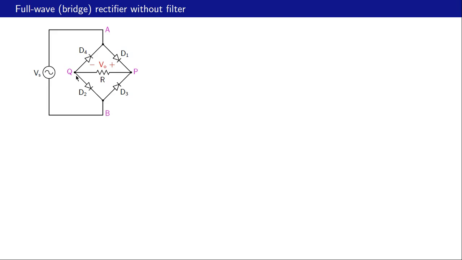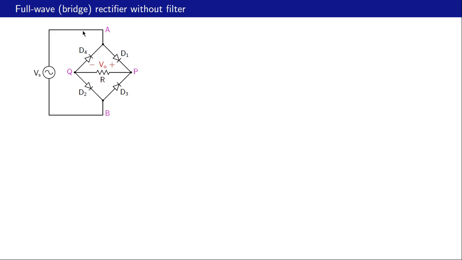Now let us look at the current path when Vs is positive and when Vs is negative. When Vs is positive, node A is at a higher potential than node B, and the current flows from the source through D1, through R, then through D2 and then back. When Vs is negative, node B is at a higher potential than node A, and then the current flows from the source through D3, through R, through D4 and then back.